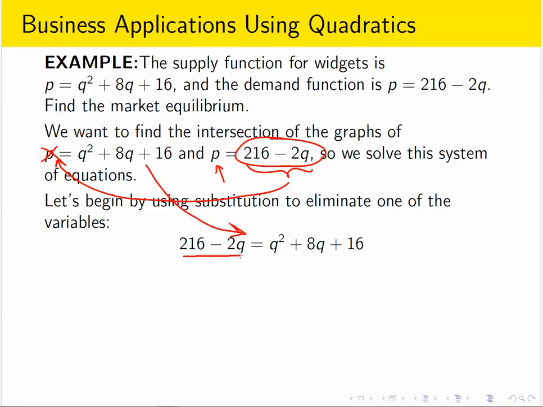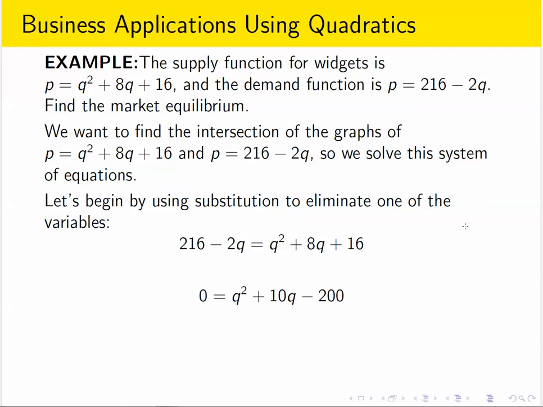Instead of a p on the left, I have 216 minus 2q. And the right side hasn't changed. So that's a new equation, and it only involves one variable. It only involves q. So I should expect to be able to solve this, and it turns out I can. It's a quadratic equation. If I write everything in standard form with all the variables and constants on one side and a 0 on the other side, then I can try to solve this by using the quadratic formula or by factoring. I've chosen an example here that factors easily, and as a result of factoring, I can solve for q. So either q minus 10 is 0 or q plus 20 is 0.